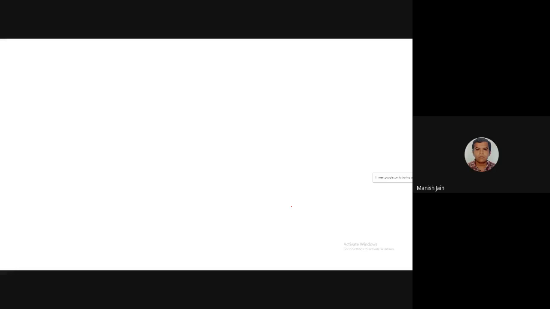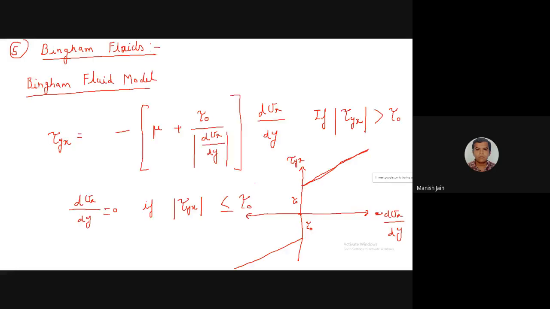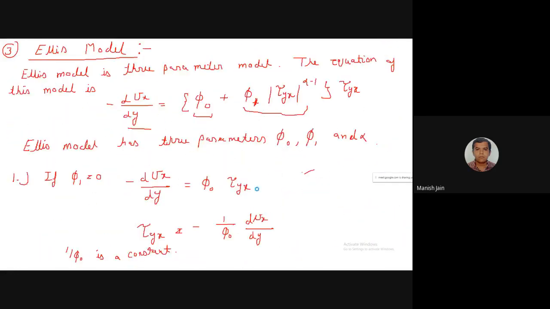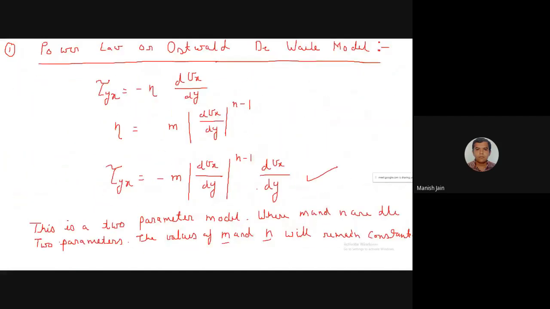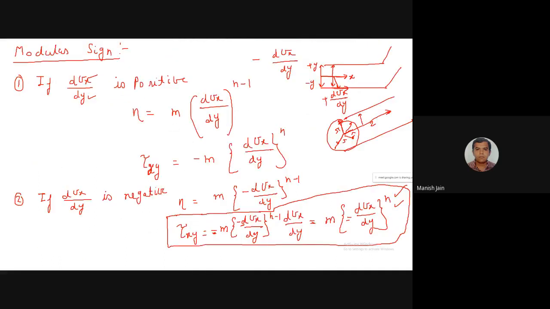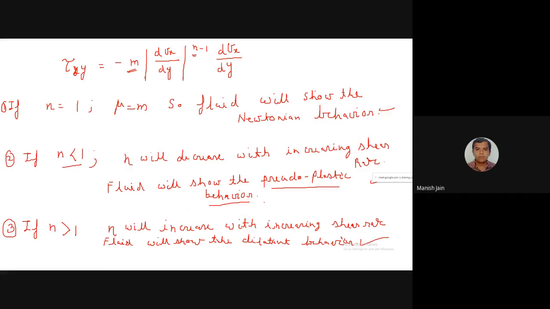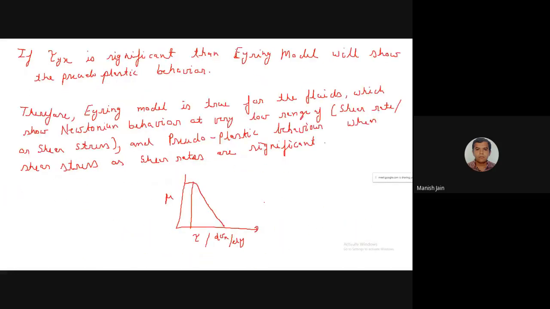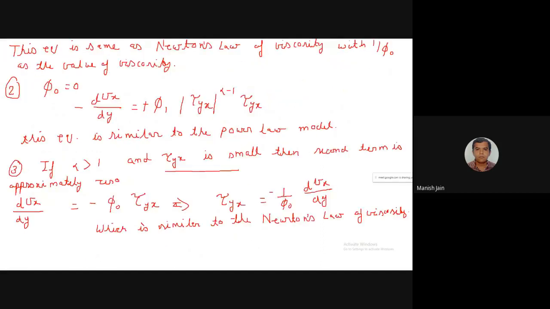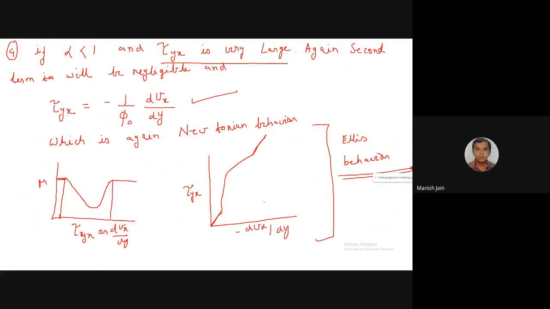We will also solve problems related to the Bingham fluids. So these are all the different models. Basically, there are a number of models, but we have only studied the four different non-Newtonian models which are the important ones. First is the power law model, which is the most important model. Second is the Eyring model. Third is the Alice model. Fourth is the Ranier-Filipov model.